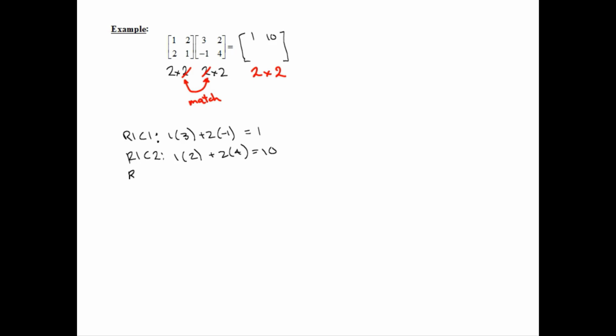And so now let's do row 2, column 1. So we circle row 2 in my first, and then column 1. So this gives me 2 times 3 plus 1 times minus 1, 6 minus 1, which is 5.